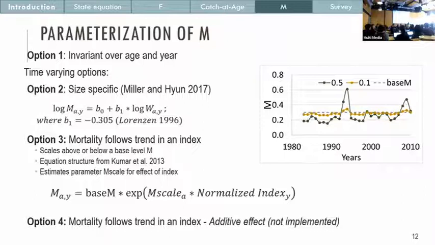Probably one of the more interesting things we've done in this model is that we've tried to do a time invariant parameterization of M, where mortality is based on some sort of trend in an index. Right now we're mainly trying to focus this on a condition-based M. We also have a size-specific Lorenzen option that we tried that wasn't super well performing in our case. And it was pointed out that the mortality should be an additive effect, but we have not yet implemented that.